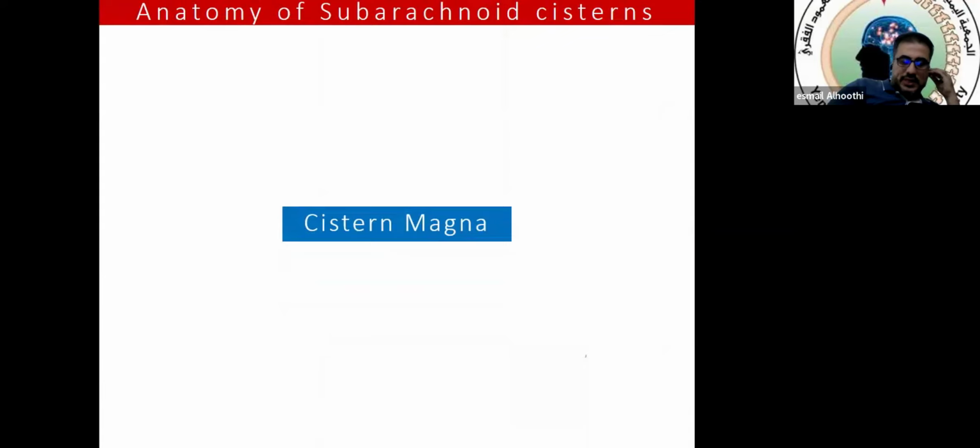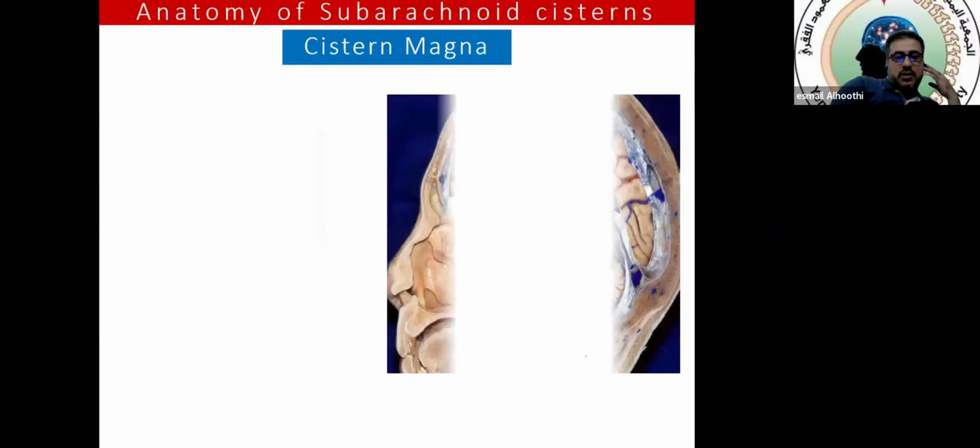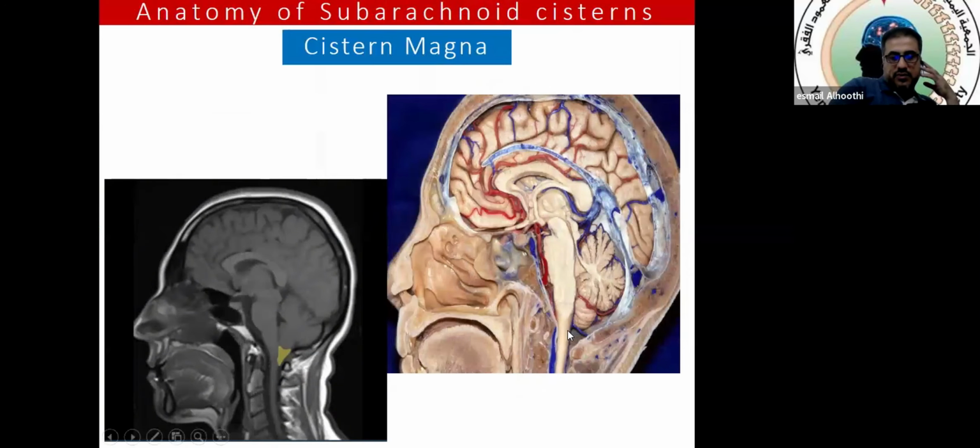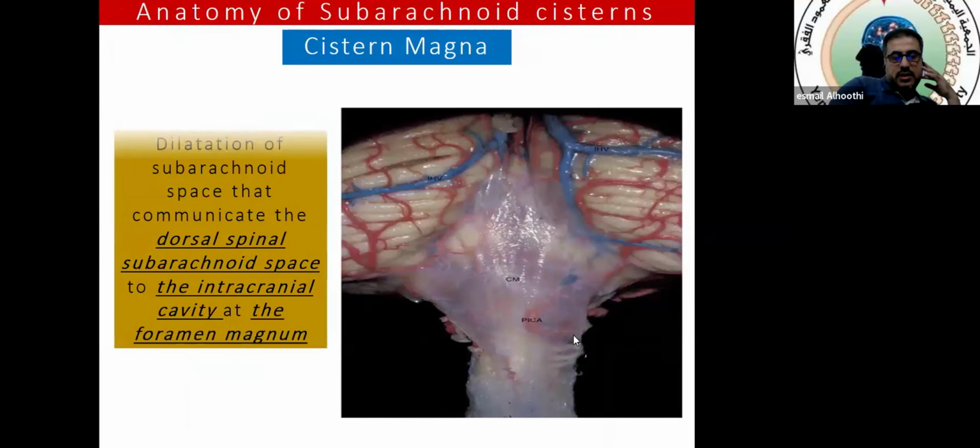Okay, we will discuss the first one. The first of the cisterns is the cisterna magna. The cisterna magna is the lowest of the cisterns. It's located posterior to the lower part of the medulla oblongata and the upper spinal cord. As we see here, this is the posterior view of the cerebellum and the upper part of the spinal cord. This is the cistern, which is covered by the arachnoid membrane and filled with CSF.